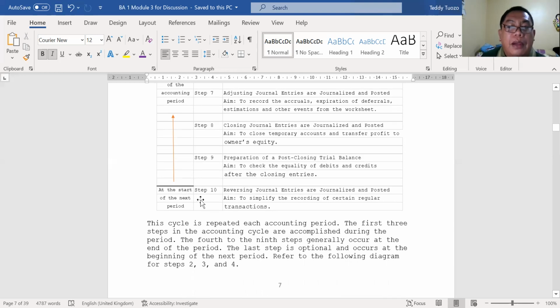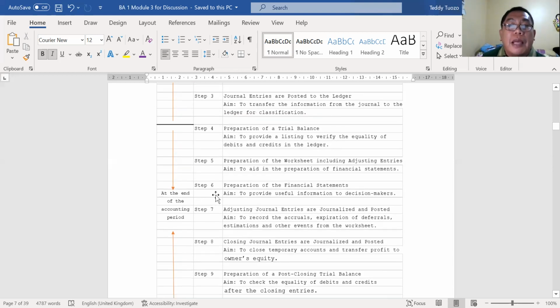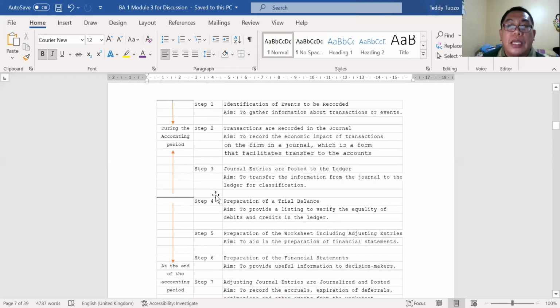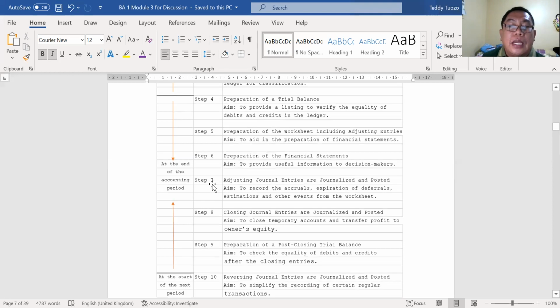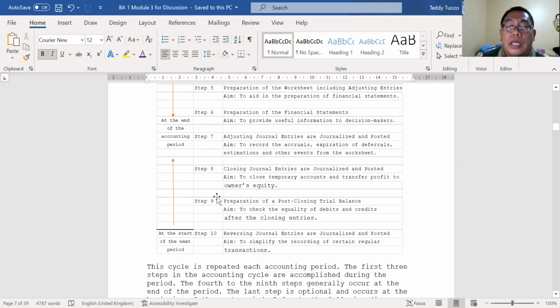So you have it there, step number 10 is done on the next accounting period. So, as I've said, step 1, for example, for this year, January 2021, and step number 10 is in the year January 1, 2022, or any date on the first accounting, first office day, on the next accounting period of 2022.